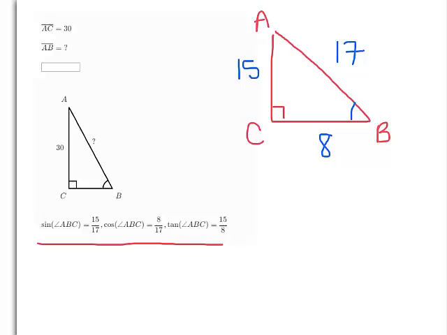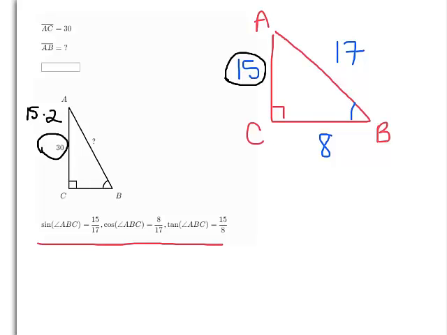Okay? Now, if I compare that to the triangle that was first given, we can see that the side across from B in this triangle is 15, and the side across from B in this triangle is 30. What is the relationship between 15 and 30? You're right, 30 is double 15. 15 times 2 is 30.